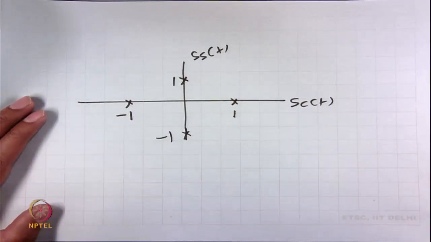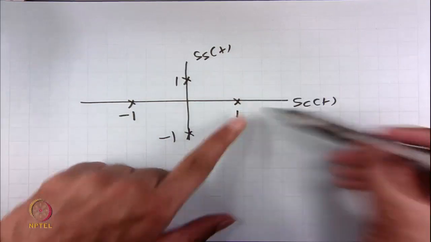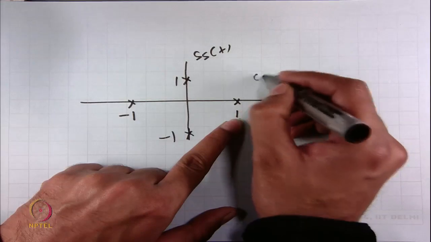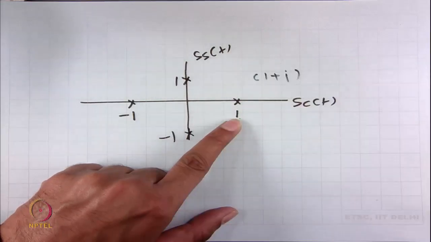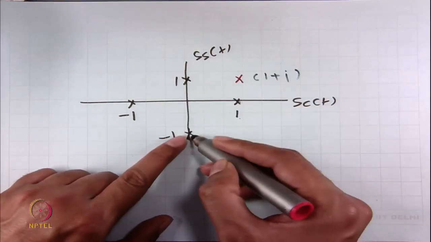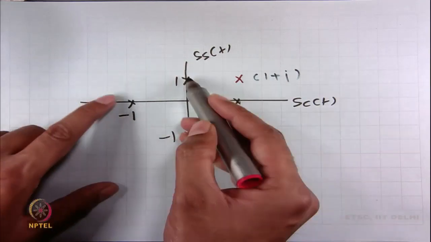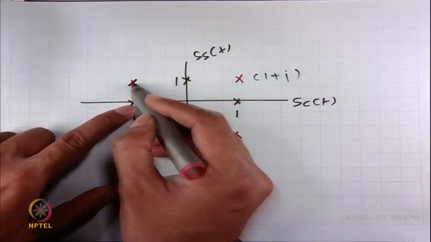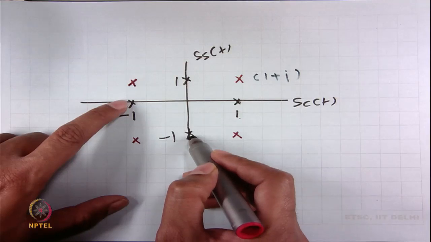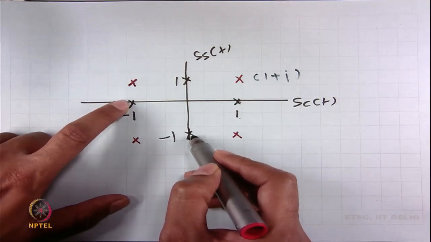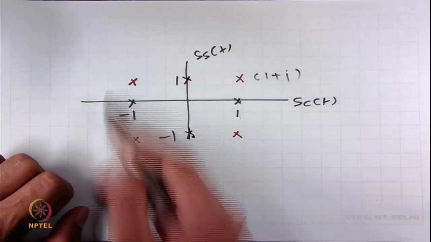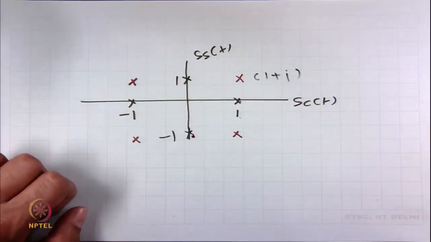So, what can happen? If s_c(t) takes a value 1, s_s(t) takes a value 1, so I have 1 plus j, I get to this symbol. If this takes this value, this takes this value, I get to this symbol. If this takes this value, this takes this value, I get this, and similarly if s_s(t) takes this value, s_c(t) takes this value, then I get to this symbol. So, in short I get to 4 amplitude levels.